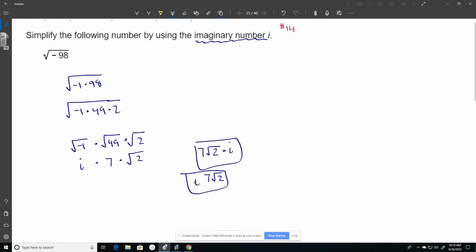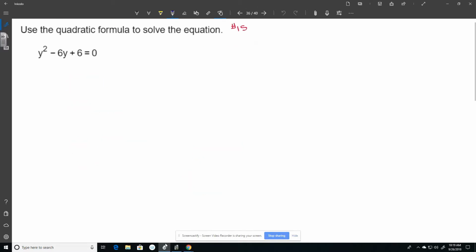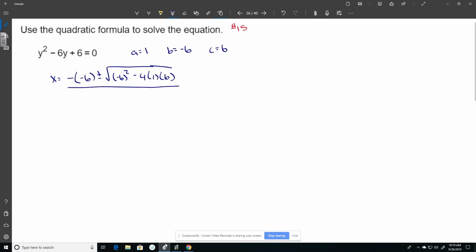Okay? All right, 15. Use the quadratic formula to solve the equation. I kind of have a feeling this one might end up needing some imaginary numbers, but let's see what happens. It's already in standard form. It's equal to 0. So a equals 1, b equals -6, c equals 6. And I'm going to plug those in. x equals -b, which is negative -6, plus or minus the square root of b, -6, squared minus 4 times a times c. Again, I put everything in parentheses that I plugged in to my formula. And all of that is divided by 2 times a, which is 2 times 1.